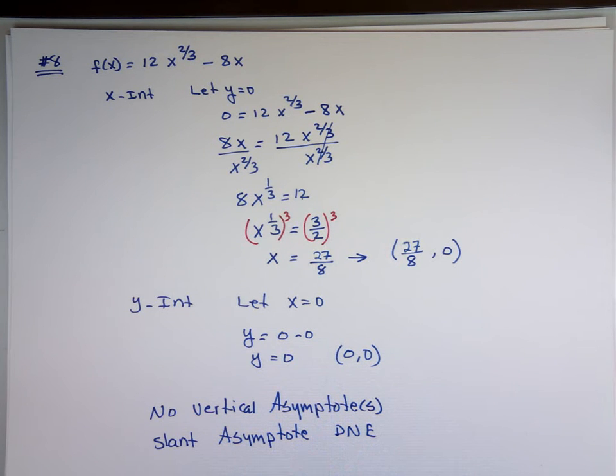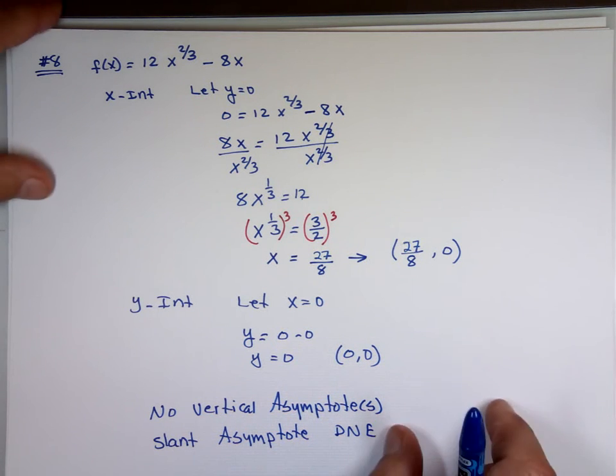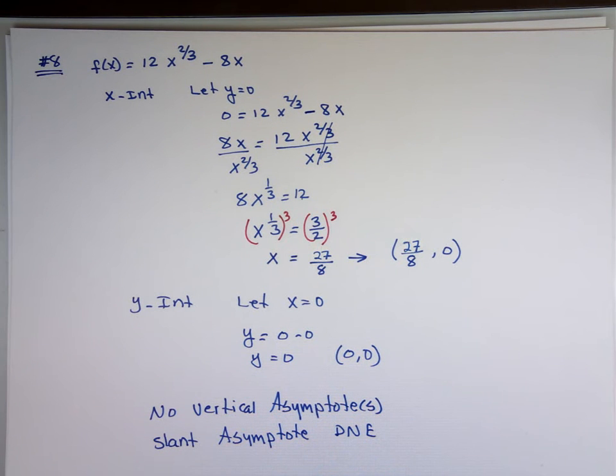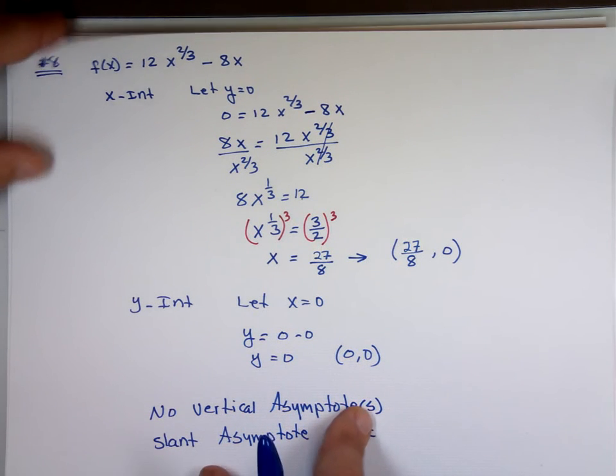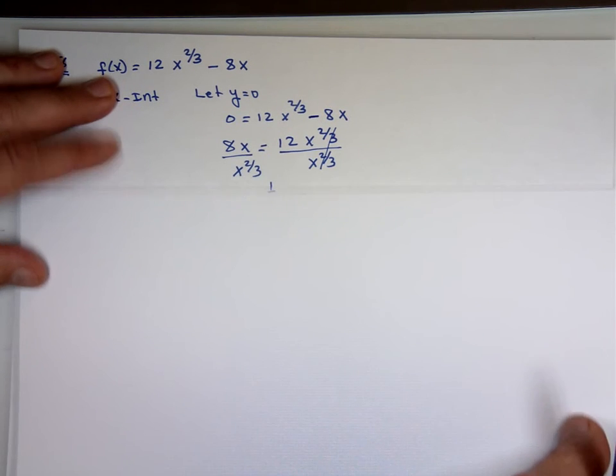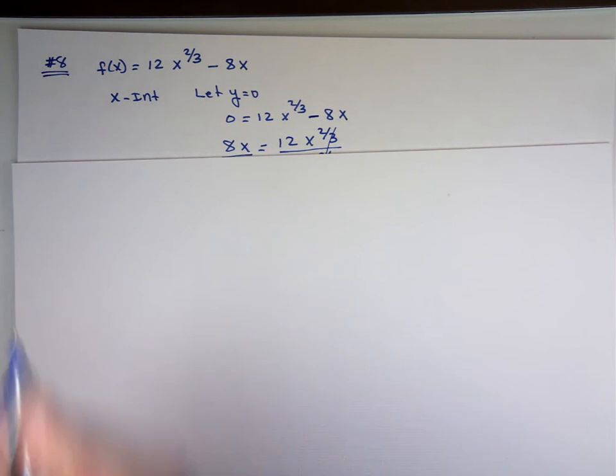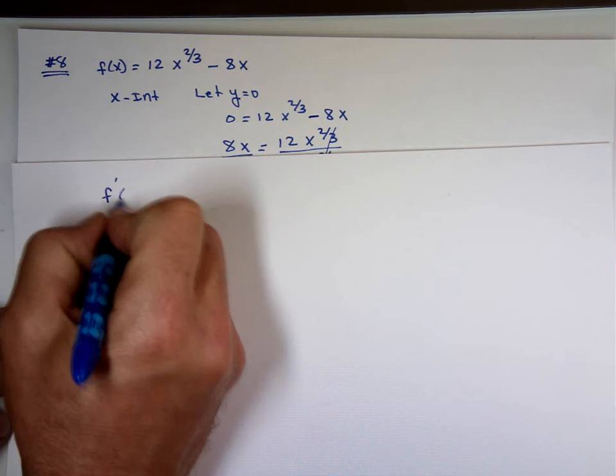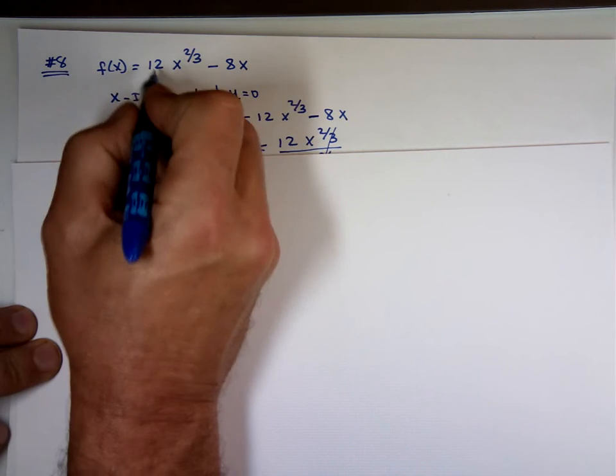Now the next question, the min and the max and the inflection point. We can do the derivative by hand, it's not that difficult. I almost reached in for my calculator to do the derivative, then I shook my head like, you gotta be kidding me, I gotta use a calculator for this? What's f prime of x? What is 12 times 2/3? 24 divided by 3, that's 8.